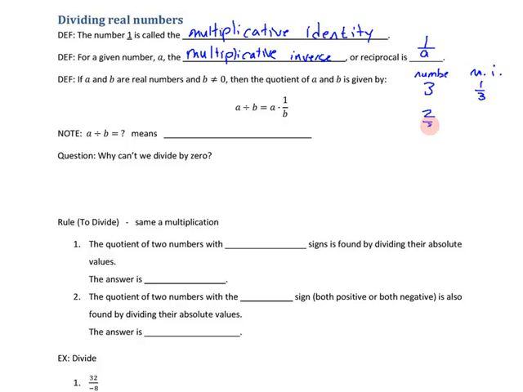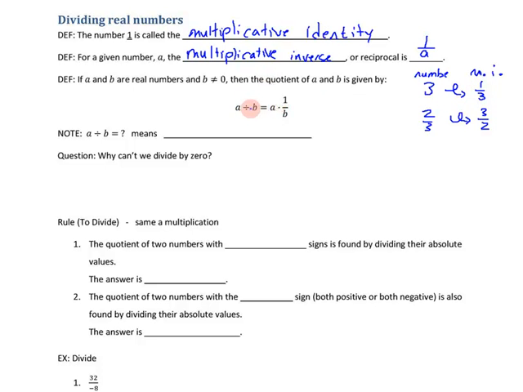If I had 2/3, its multiplicative inverse is 3/2. It's the flip of the fraction, right? 1 over that fraction means flip the fraction. Okay. Same thing happened here. If you thought of this as 3 over 1, you just flip the fraction over to get the multiplicative inverse. Now, by definition, division, all it really means is to multiply by the multiplicative inverse.